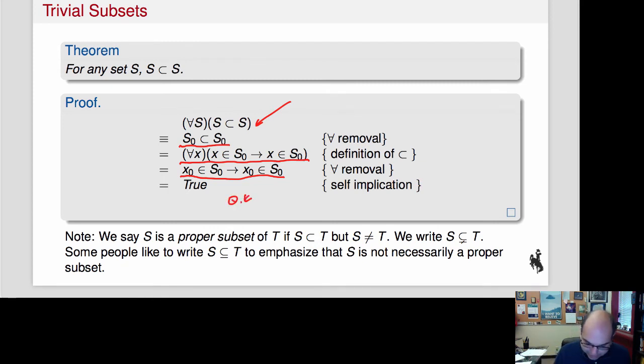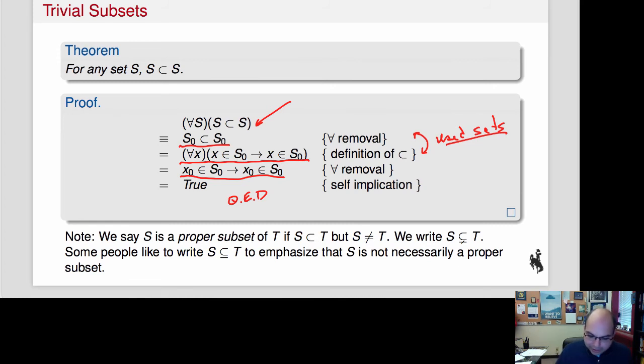Again, we have here propositional reasoning. We have here predicate logic reasoning. Okay, so this step here is kind of the only step that actually used sets. Everything else is predicate and propositional reasoning. That's why that first module in this class is so important.